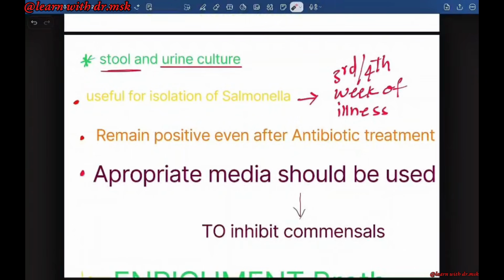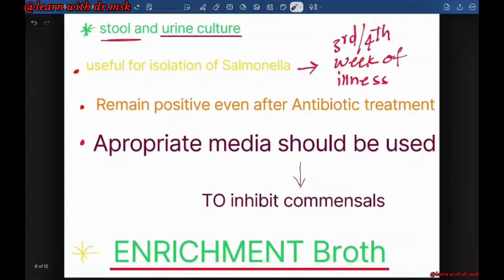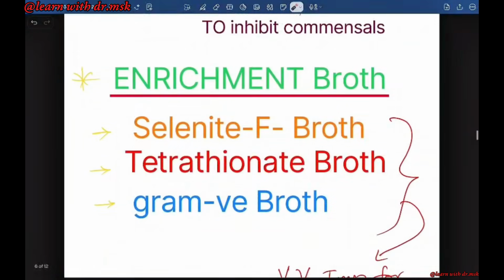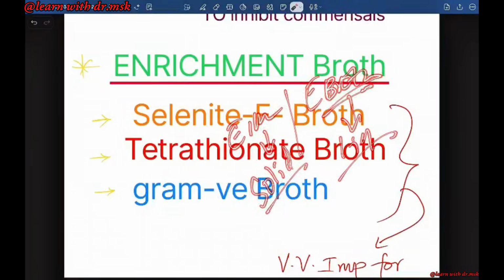Next, stool and urine culture. As we studied, in the third and fourth week of the illness, we are going to use stool and urine culture as the sample. Next, enrichment broth. There is enrichment media and enrichment broth. In enrichment media, there is a solid medium. In enrichment broth, there is a liquid culture.